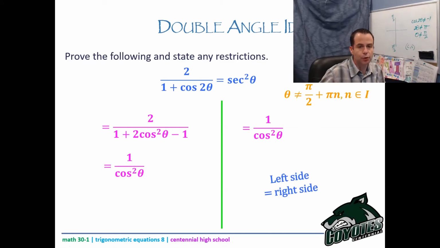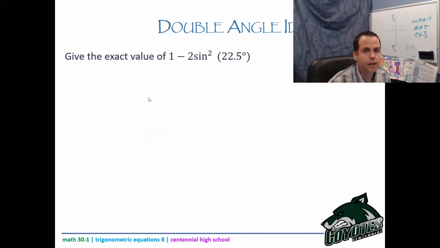Now we're going to just go through a couple other types of questions that we could ask you that involve double angles. Okay, so give the exact value of 1 minus 2 sine squared of 22.5 degrees. Before you get going on this one, I need you to see that that says 1 minus 2 sine squared of something. You go to your formula sheet and you say, hey, can I see 1 minus 2 sine squared of something? Yes, cos of 2 theta is 1 minus 2 sine squared theta.